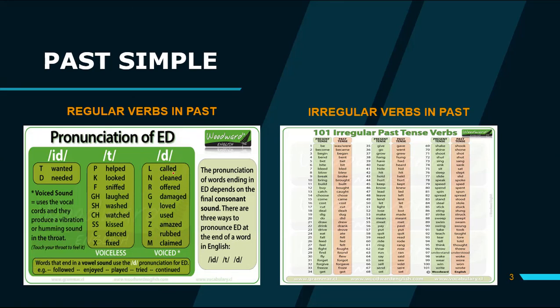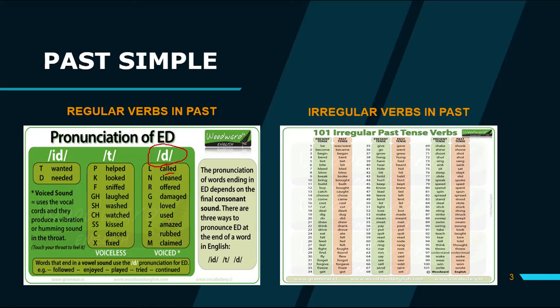Okay, so we pronounce the -ed sound like a d when the final sound of the verb is L, N, R, G, V, S, Z, B, or M. For example, in present we say call, in past we say called. Clean, in past, cleaned. Offer, offered. Damage, damaged. Love, loved.